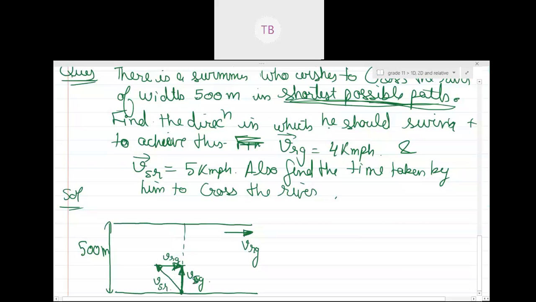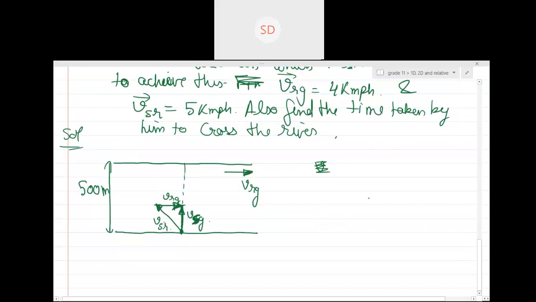Swimmer with respect to ground and swimmer with respect to river. So the speed of the swimmer will be 3 kilometers per hour for the shortest possible path. This is given 4, this is given 5. Is this correct? 500 by 3 is the answer. Yes, 500 by 3 is the answer.